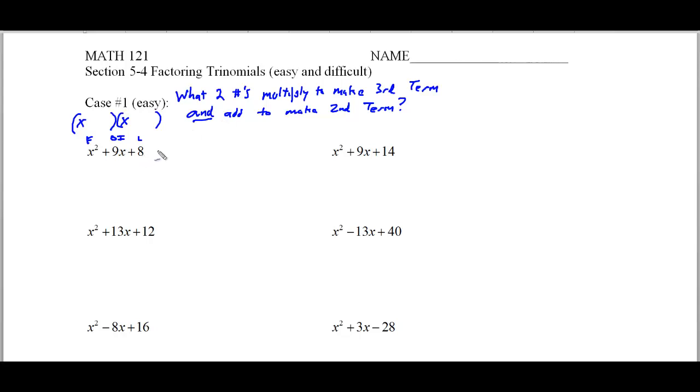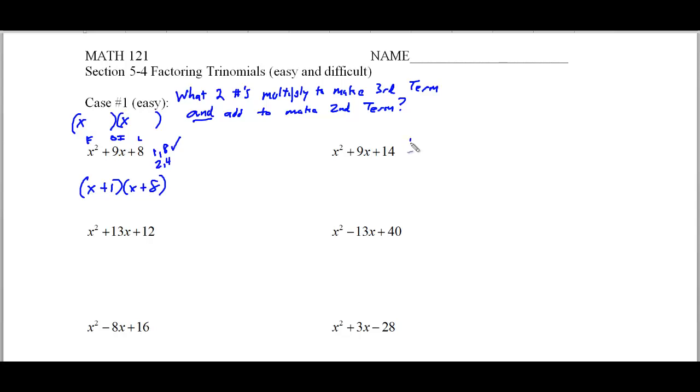Well, we'll just factor the third term and see what its factors are, 1 and 8 and 2 and 4. Now, what two numbers here multiply to make 8 and add to make 9? This is the winning combination. So my answer is x plus 1 and x plus 8. You can go to FOIL and see that this would work. And this always brings up the question, well, what if I put x plus 8 and x plus 1? Because multiplication is commutative, you can have the parentheses in either order.